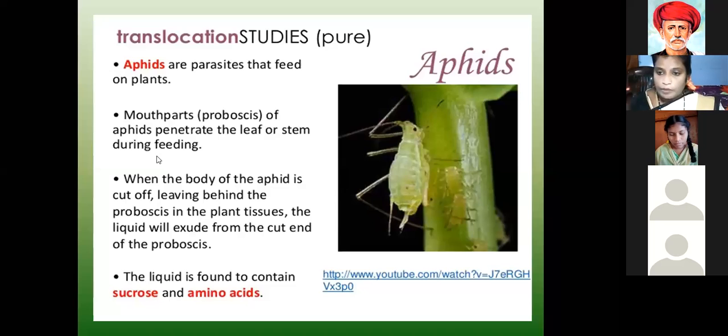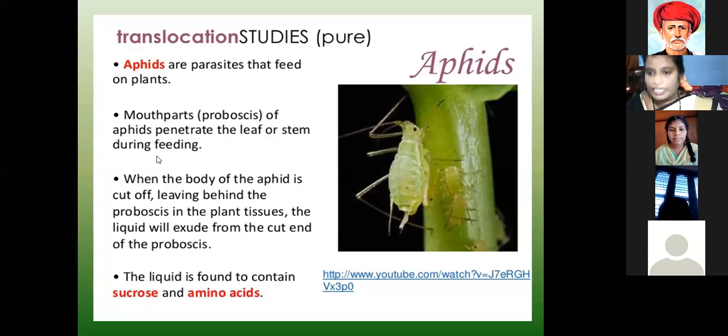Okay ma, are you able to understand this slide? Yes madam. The body of the aphid is cut off, leaving behind the proboscis in the plant tissues also. Inside the plant, tissues are there. The plant tissues take in the food materials and send them to the remaining parts. Every part of the plant carries out some activities.